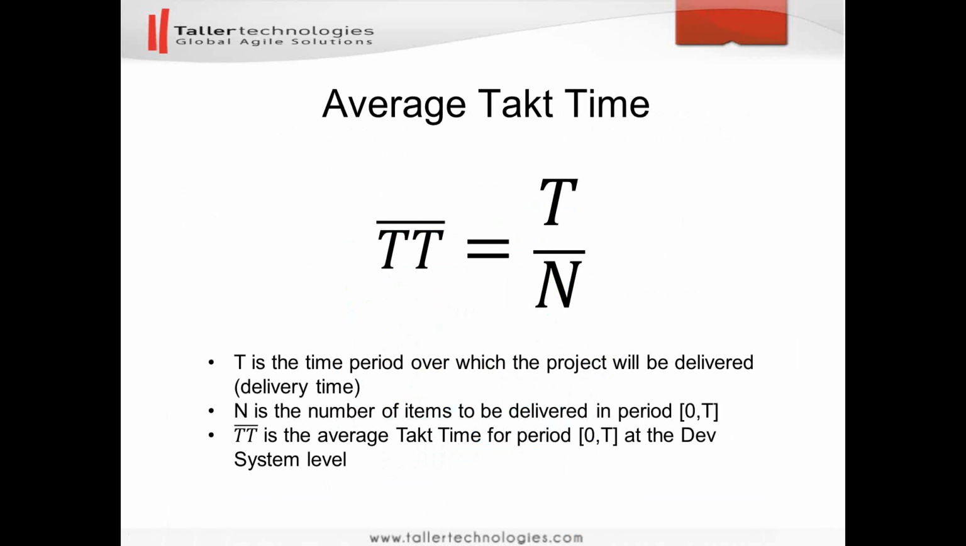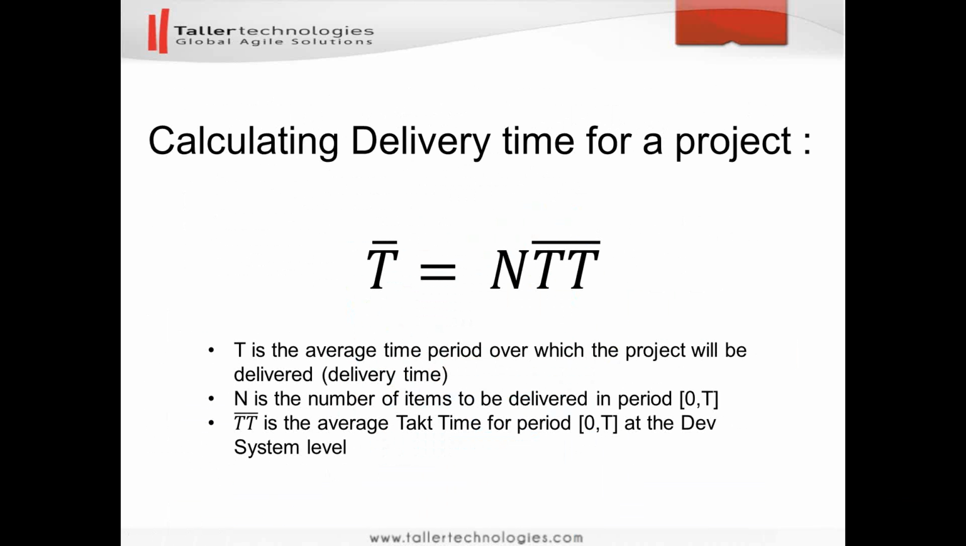So here in the formula, T is the time period over which the project will be delivered or was delivered, and N, capital N, is the number of items to be delivered or the total arrivals in the delivery period. If we have the average tag time for a development system and we have the number of work items to be delivered, we can calculate how much time on average, and that's very important, on average, will take the system to deliver, let's say, 20 work items. So the formula here is we multiply average tag time by the number of work items delivered, and we end up with the average delivery time for the project.